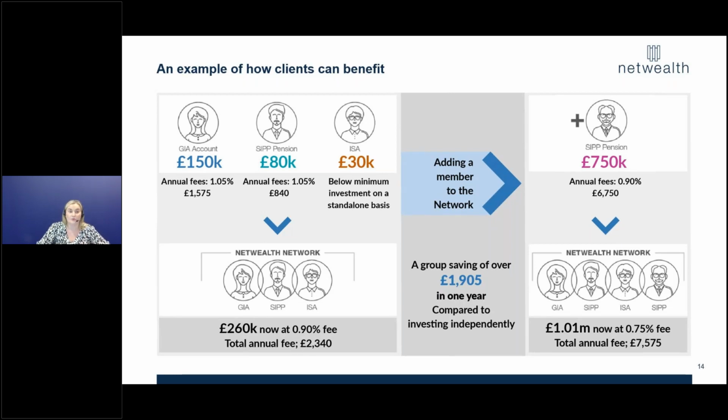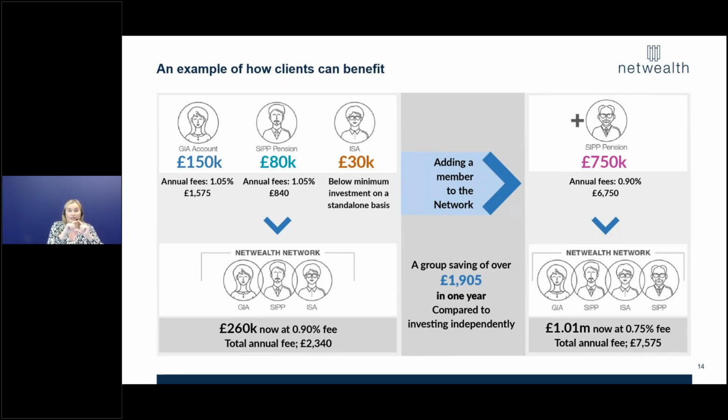Now, these accounts are all private and invested in line with their own objectives. The pension, for example, at risk level 6, and the ISA perhaps at risk level 2, as maybe the son is saving for a house deposit. But by joining in a network together, their fees are lower.